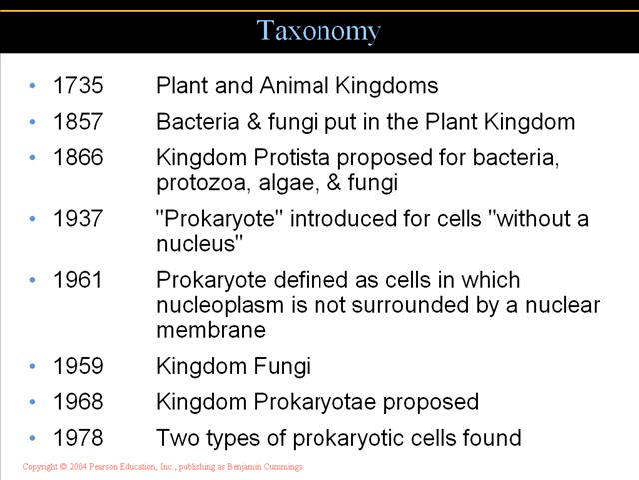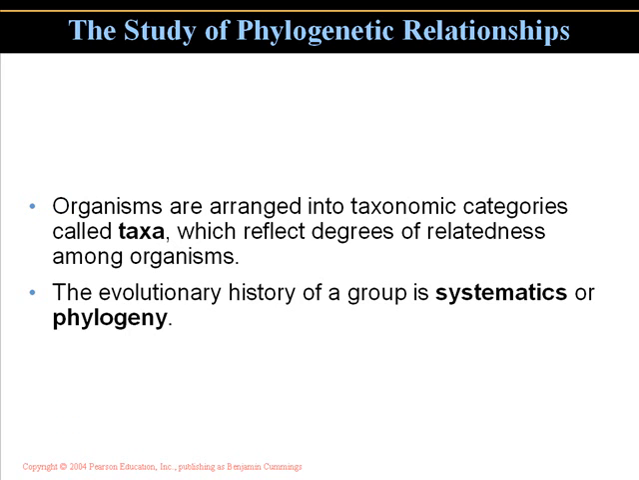Obviously, there's an evolutionary pattern as far as the development of the categories that organisms have been placed in. This slide just demonstrates specific milestones that have occurred over the years in development. Organisms are arranged into specific categories referred to as taxa. This reflects the degree of relatedness, in other words, how microorganisms may be related to one another. The evolutionary history of a group is referred to as systematics, or the phylogeny of a particular organism.